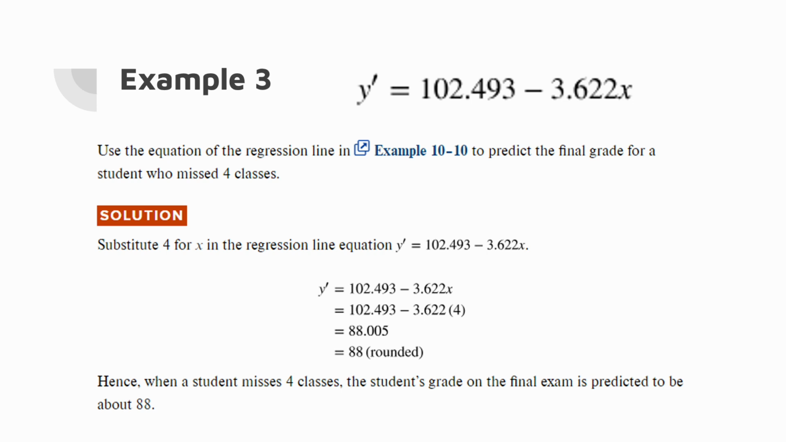For the third example, we are given a situation where we need to predict the final grade for a student who missed 4 classes, which means that our x equals 4, and we simply put that into the equation. After doing so, we find that the student's grade on the final exam is predicted to be about 88.